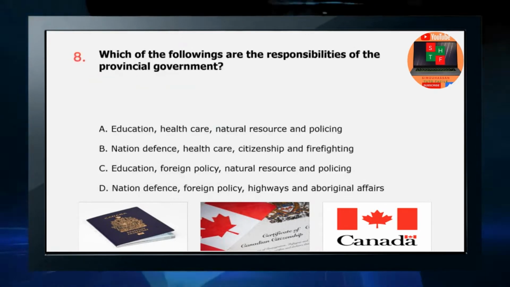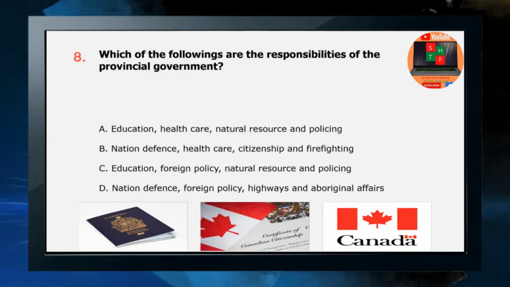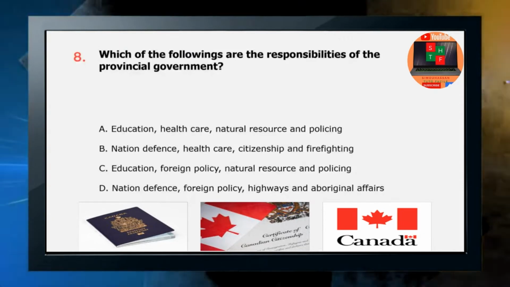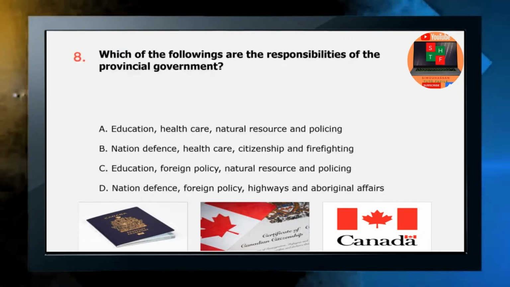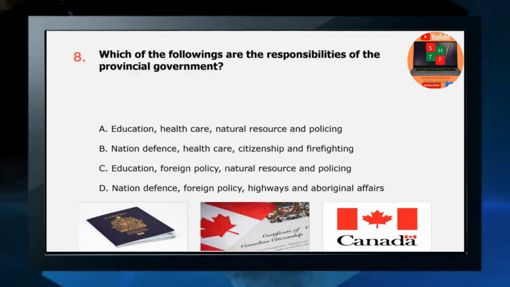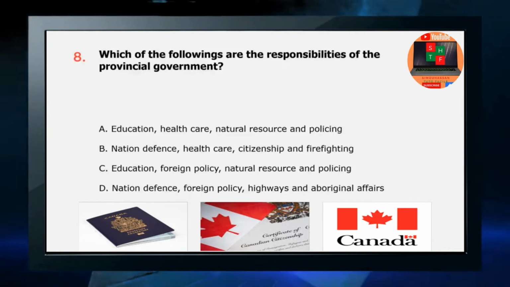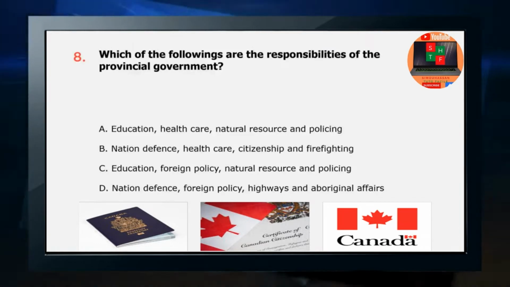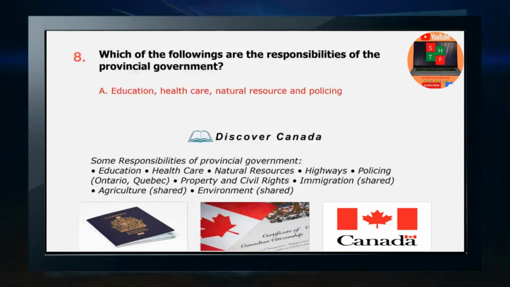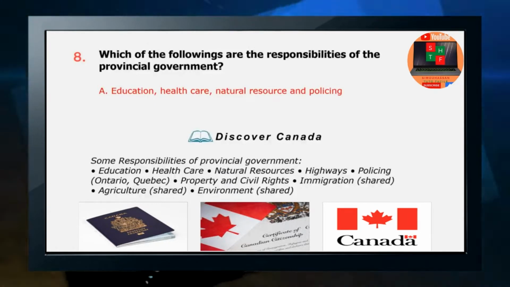Question 8. Which of the following are the responsibilities of provincial government? A. Education, healthcare, natural resource and policing. B. Nation defense, healthcare, citizenship and firefighting. C. Education, foreign policy, natural resource and policing. D. Nation defense, foreign policy, highways and Aboriginal affairs. The answer is A. Education, healthcare, natural resource and policing.